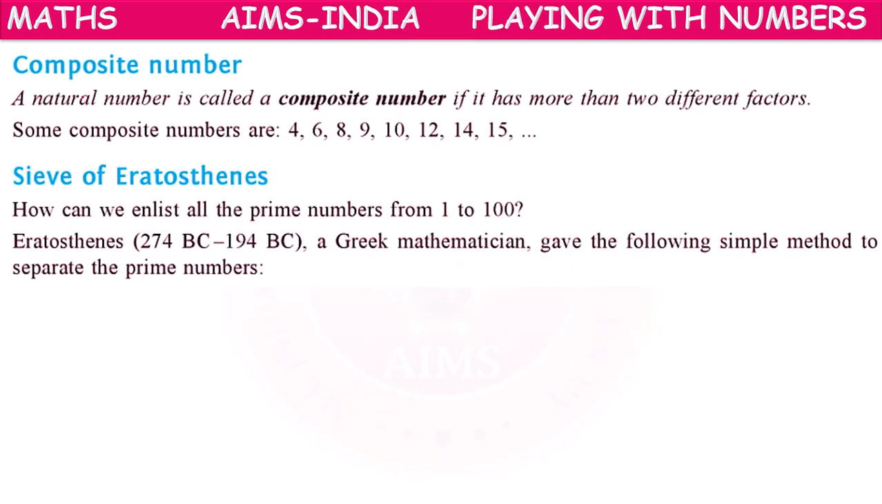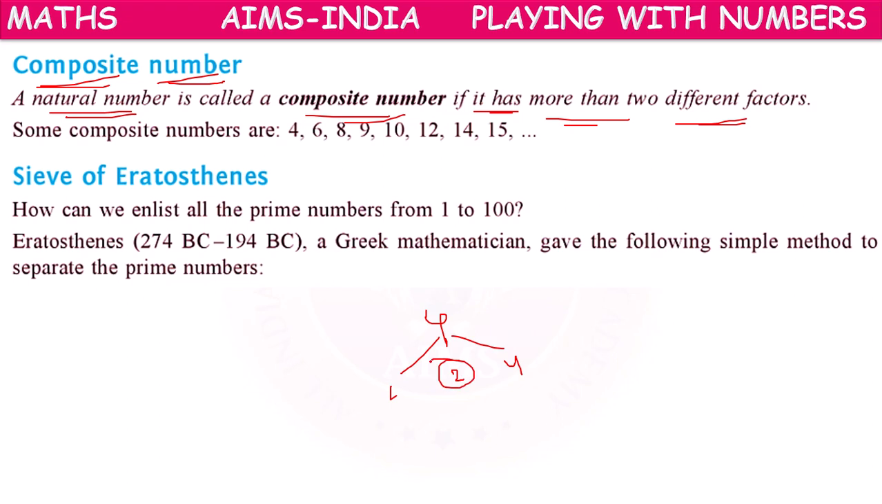Next, composite number. A natural number is called a composite number if it has more than 2 different factors. Like 4. For 4, 1 is a factor, 4 is a factor, 2 is also a factor. Means these 3 are different factors. Normally, prime numbers have only 2 factors, but composite numbers have more than 2 different factors. Like 3 factors, 4 factors, 5 factors, like that. If they have more than 2 factors, then they are said to be composite.